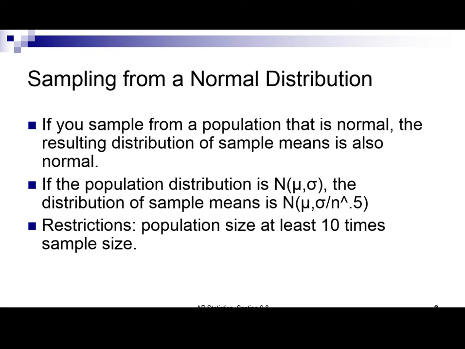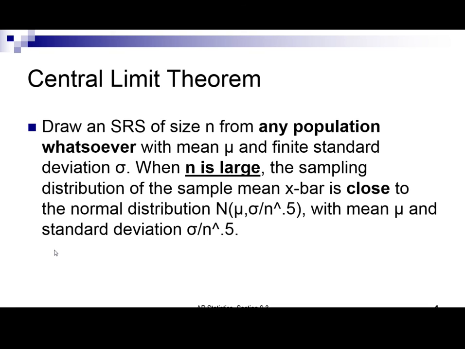Here's the next thing, though. This is ideal. This is saying if the distribution is already normal, then your sampling distribution should be normal, right? The next question is, well, what if your population isn't normal? What do you do then? Here's what comes in to help you. This is your lifesaver. This next idea is called the central limit theorem.